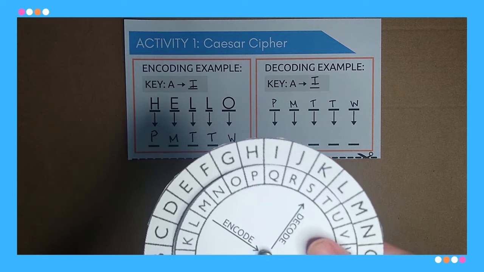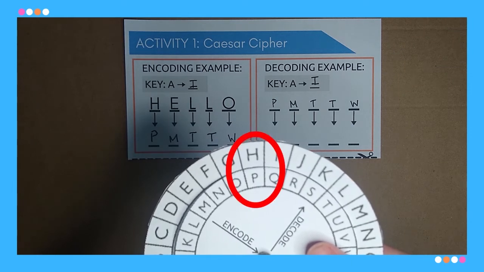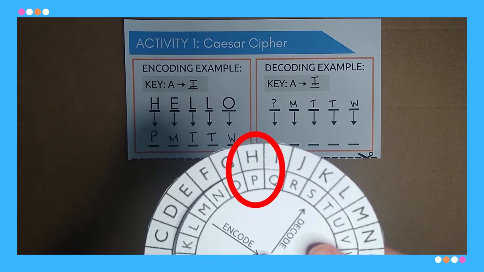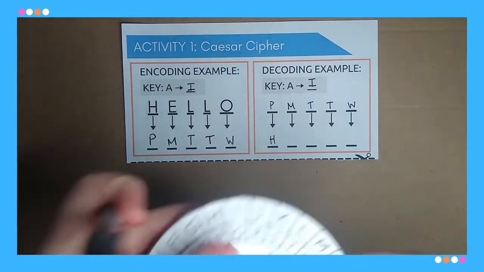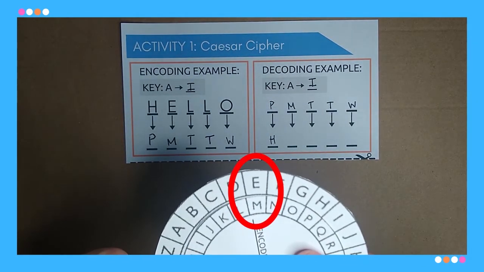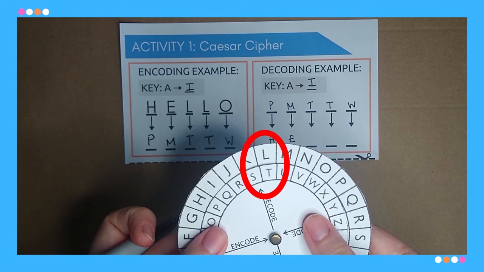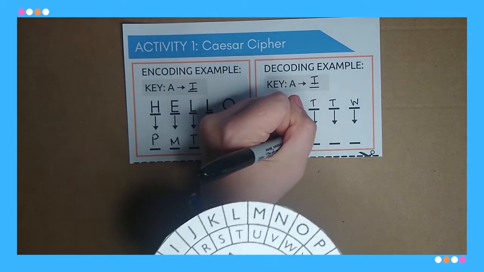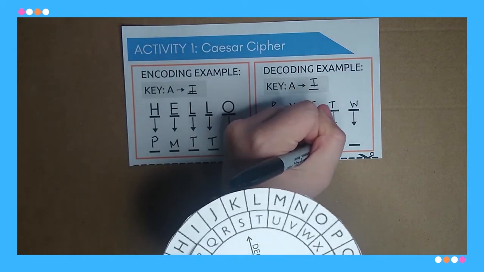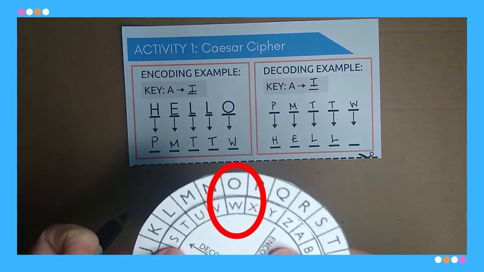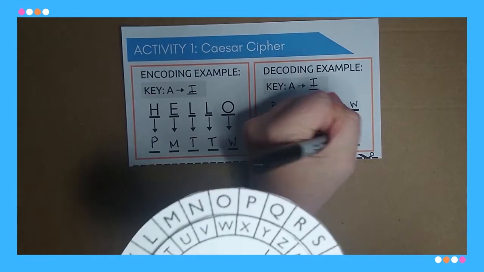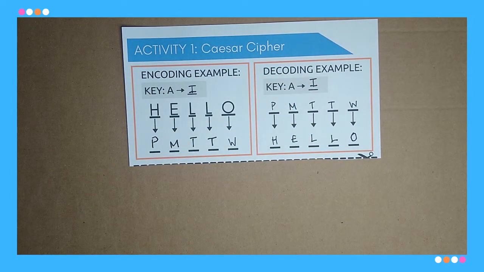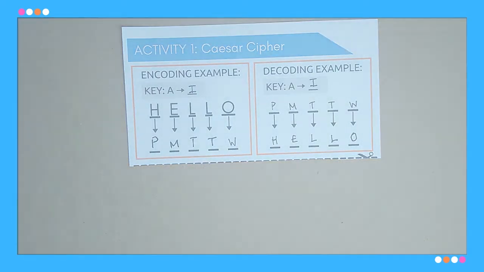So to decode, you find each letter on the inside ring and replace it with the letter on the outside. So we can find P on the inside ring and see that it becomes an H. Our M becomes an E. Our T becomes an L. T becomes an L again. And W becomes an O. We're back to hello. Nice job. That means that we must have decoded it correctly.